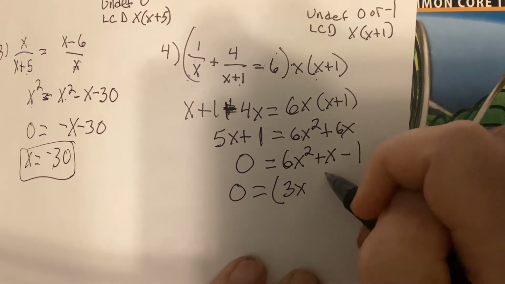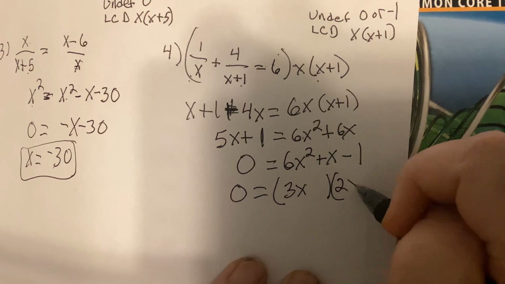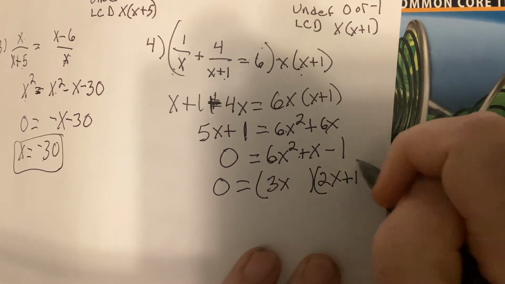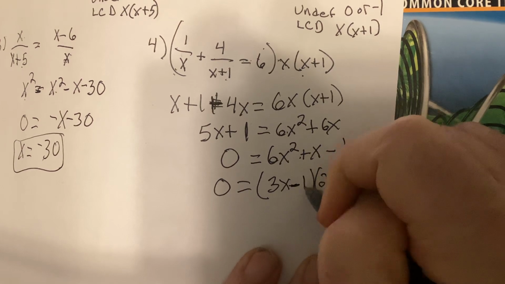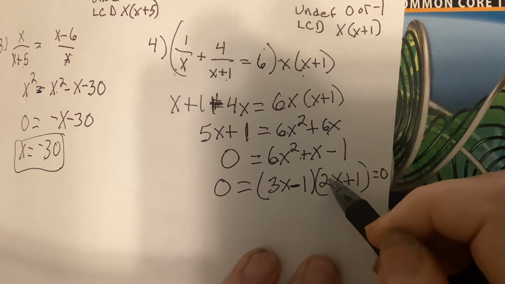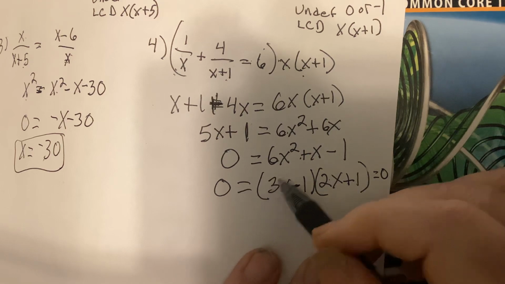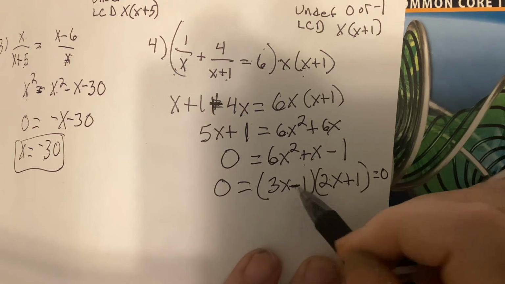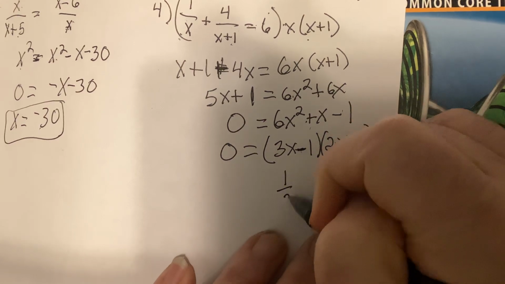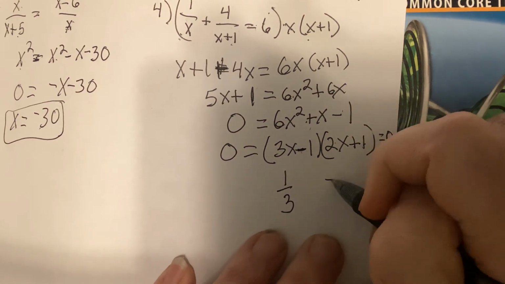So 3x, 2x, this is positive, so I need positive 1, minus 1. So you'd have minus 2x plus 3x is 1x. Negative 1 times 1. So this would be 1/3, and this would be negative 1/2.